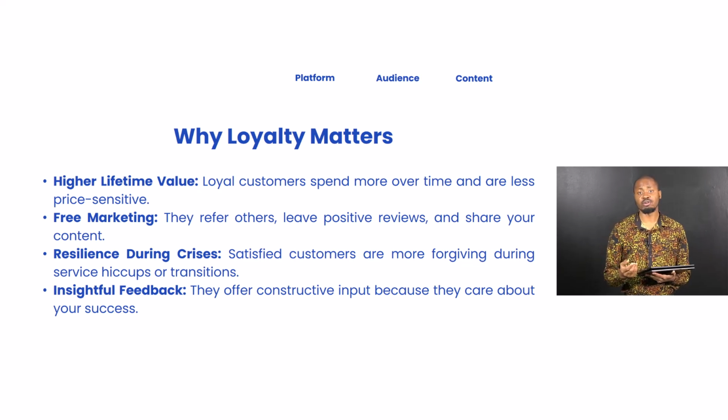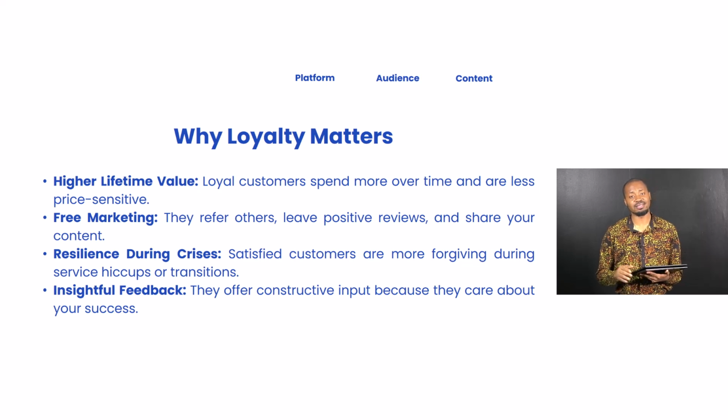So loyal customers give you a higher value over time, and also you don't need to spend money in keeping them because they are loyal. They're not going anywhere. The marketing cost for loyal customers is zero. And also during crisis, I think I've said it earlier, loyal customers stick with you during the time of crisis, and also they provide constructive feedback.